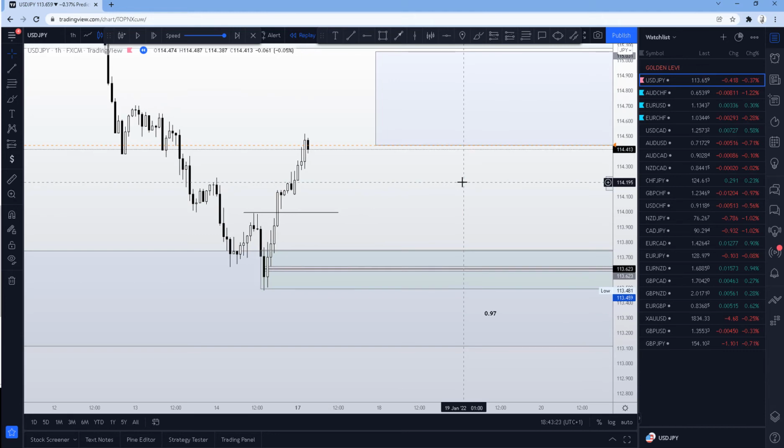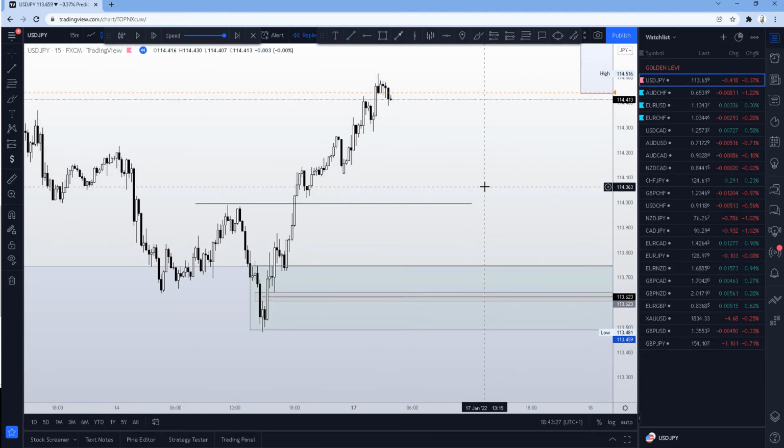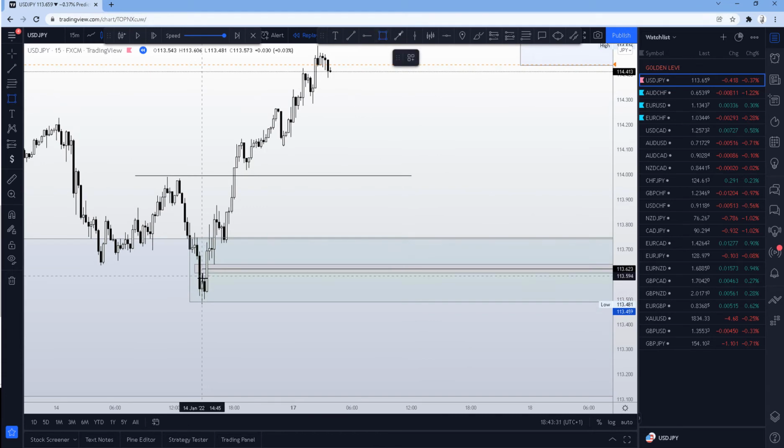We scale down now to the 15-minute chart, and feel free to go back to these videos to check this beautiful strategy. And what do we do? We identify on the 15-minute chart the last order block, which is this one. In this case, I chose to enter from this imbalance.